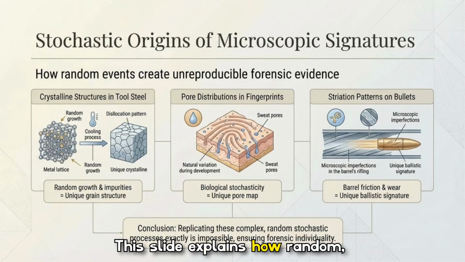This slide explains how random, microscopic events create unreproducible forensic signatures, from unique grain structures in tool steel and pore distributions in fingerprints to striation patterns on bullets, and concludes that the complex stochastic processes involved make exact replication impossible, which is why individuality emerges.